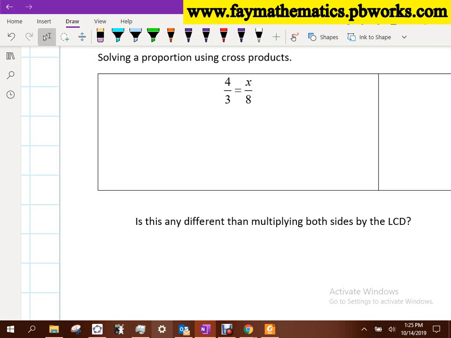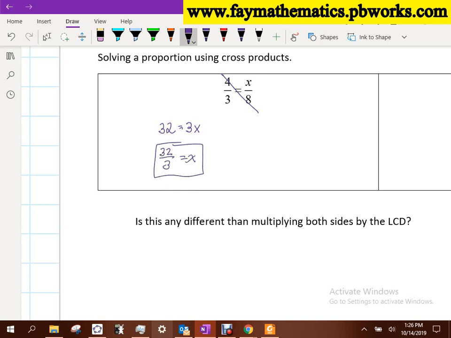I want to do a couple examples here today, and then we'll finish up and do the other examples tomorrow. Well, let's say I want to solve this proportion. What are you going to do first? 4 times 8. So that's taking the extremes, right? So 4 times 8 gives you 32. And then what are you going to do? 3 times x, and that's your means, right? Can we solve that equation? Divide both sides by 3, right?